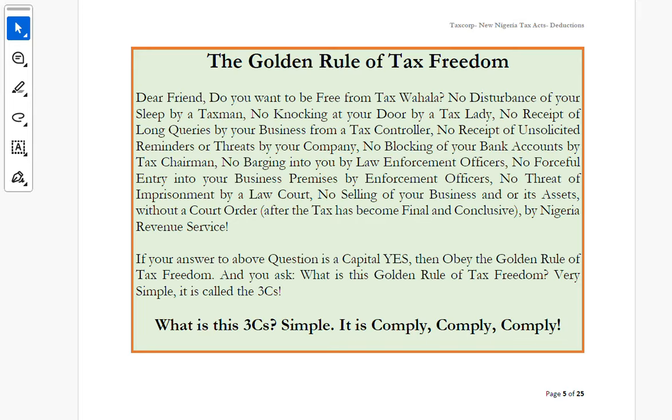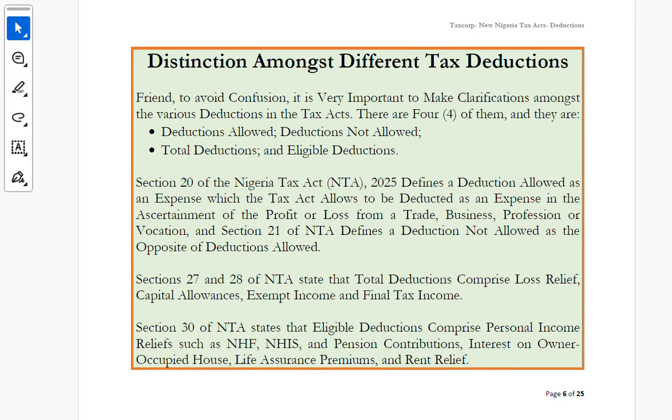Dear friend, if your answer to the above compound question is a capital yes, then obey the golden rule of tax freedom. So what's the golden rule of tax freedom? It is very simple. It is the three C's. And what is the three C's? Comply, comply, and comply.